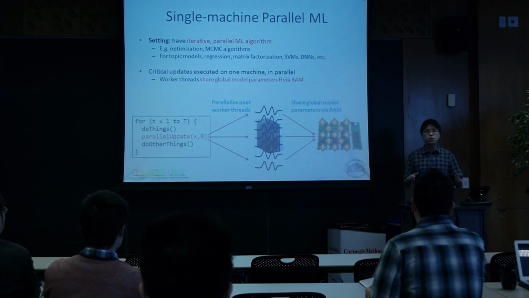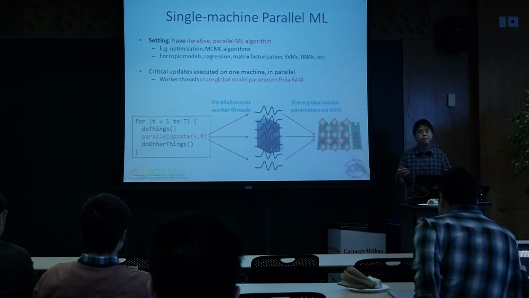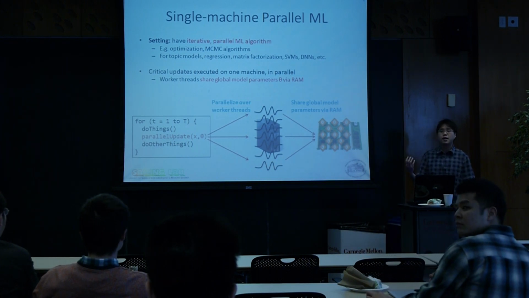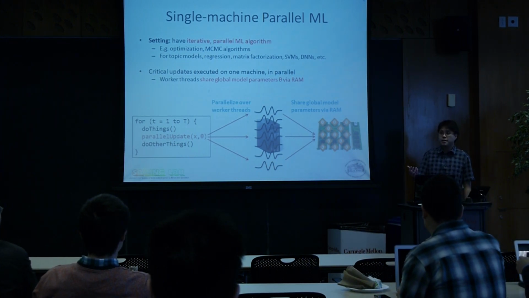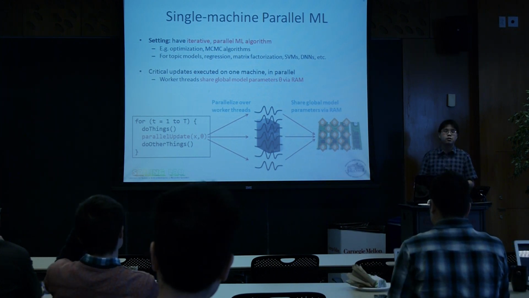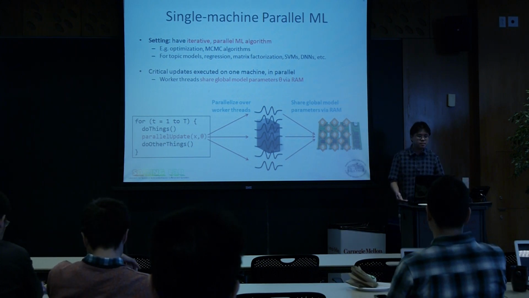Or perhaps you're doing a LASSO regression. The coefficient matrix beta, that's shared no matter which sample you try to process at the same time. So a common theme in ML is that there are these shared global parameters theta that need to be somehow made available to all the threads on one machine that are executing the updates in parallel.